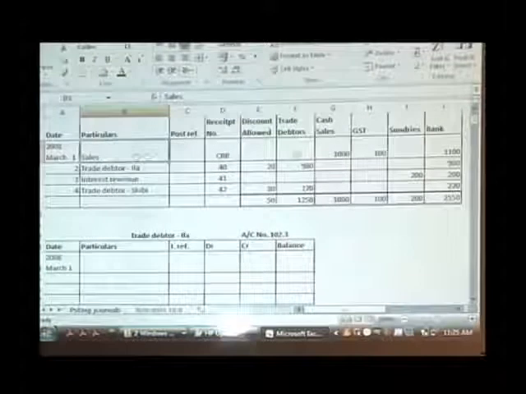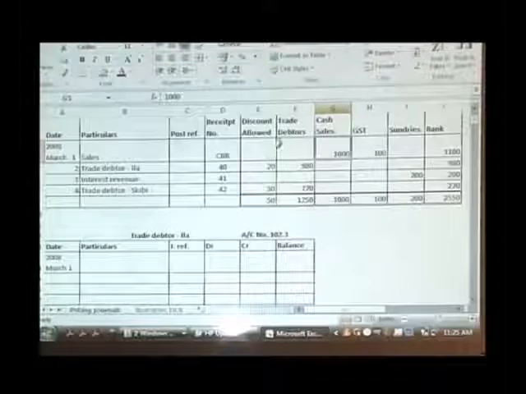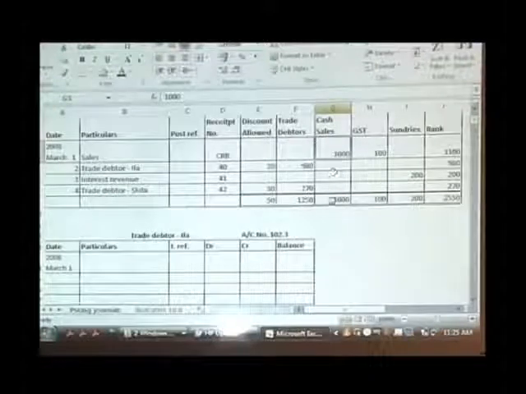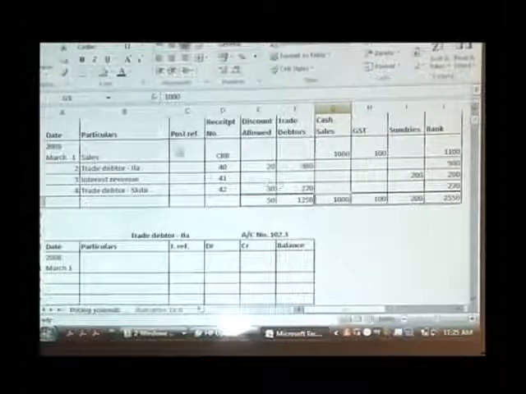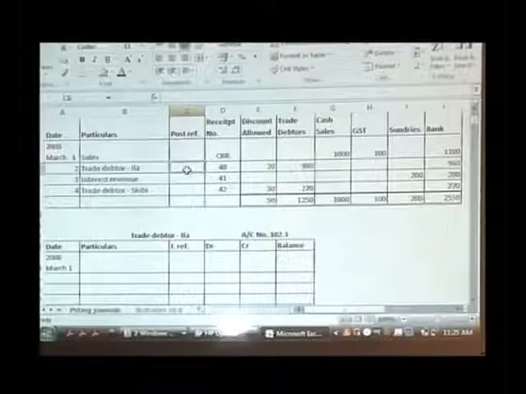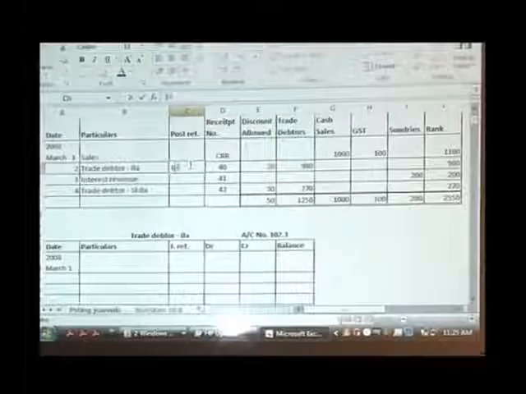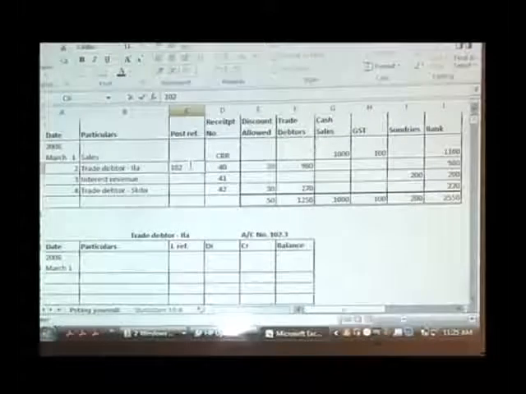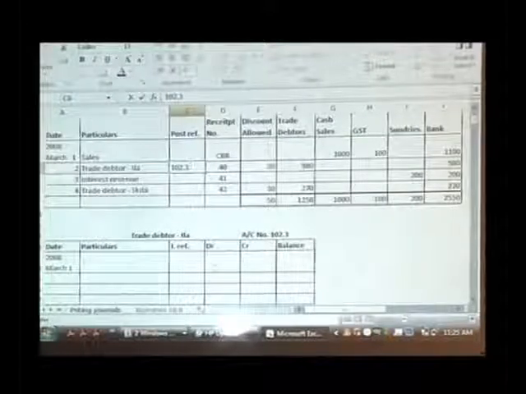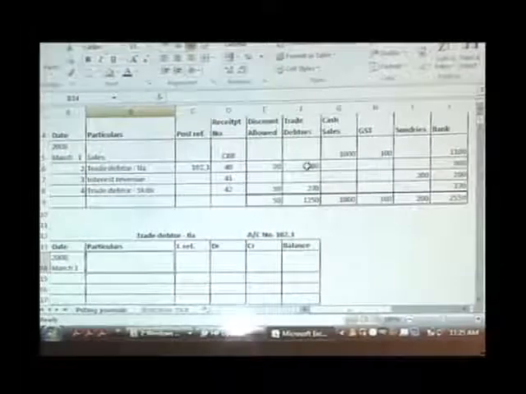1st March, cash sales. Cash sales is normally posted as a total, so therefore leave it. And the next one, trade debtor ILA, is posted individually, therefore the post reference is the account number 102.3, that is ILA's account number, and now post this amount.